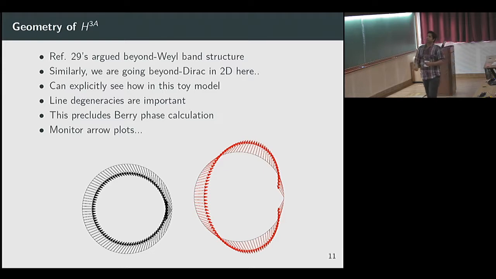And the utility of this model is that I can explicitly see how I'm doing this. The point is the line degeneracies are important, and this obviously precludes a regular Berry phase calculation. So the first thing that I could do is monitor the arguments, or the phases, of the entries in the wave functions. These are the plots where I just look at the arguments of the entries in the wave functions by setting the third entry to 1. That's a gauge choice. And I just look at the phases, and I see there's already something interesting happening. The phase doesn't close on itself, there's a sort of discontinuity, and this is happening due to the line degeneracies, not surprisingly.